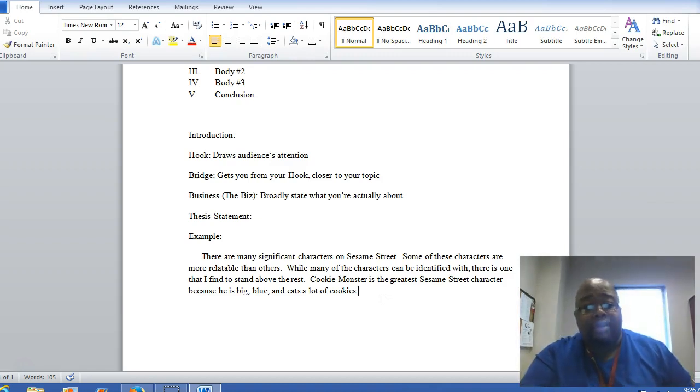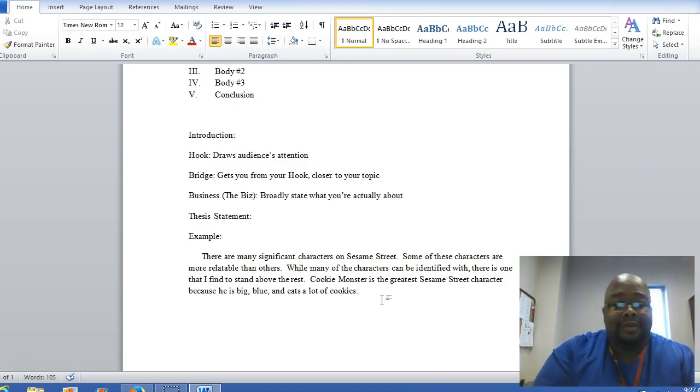We have the hook, which is there are many significant characters on Sesame Street. We have our bridge, which is some of these characters are more relatable than others. All right, and then we have our business statement. While many characters can be identified with, there is one that I find to stand above the rest. And then finally, we have our thesis statement, which is Cookie Monster is the greatest Sesame Street character because he is big, blue, and eats lots of cookies.